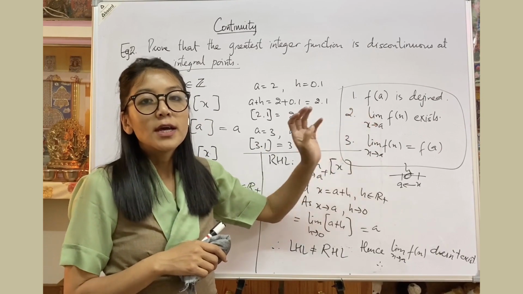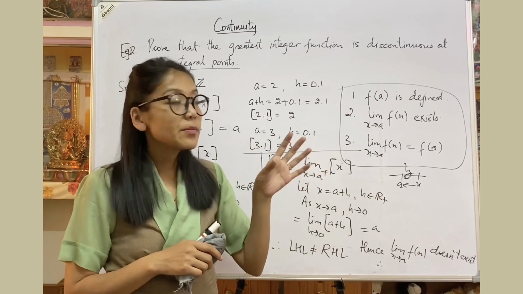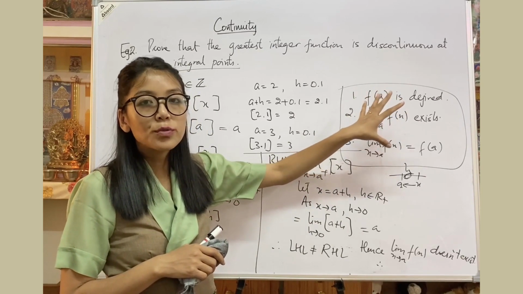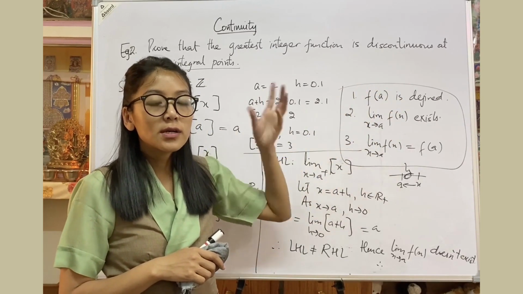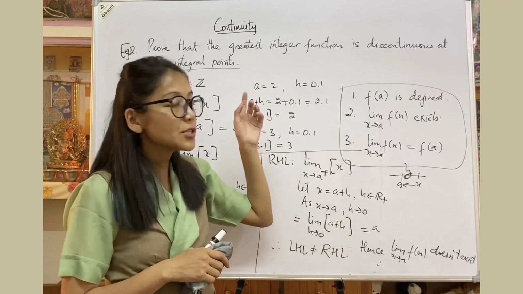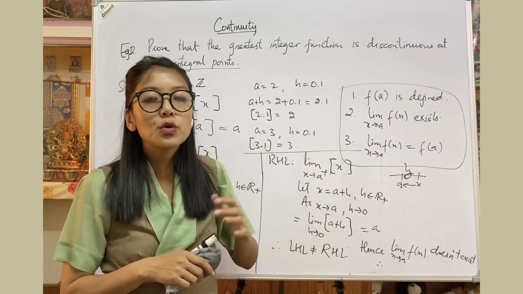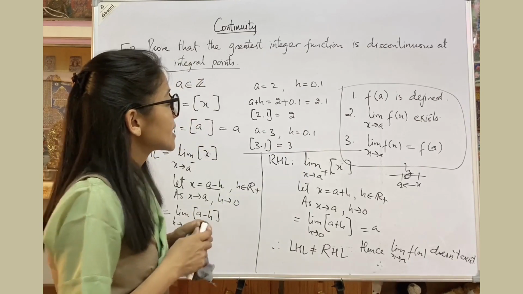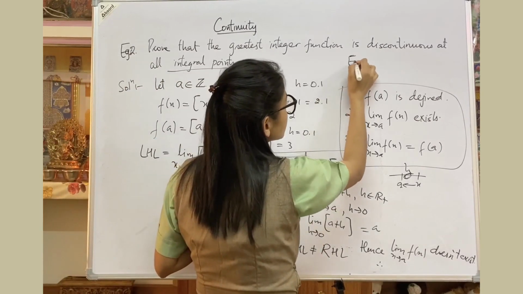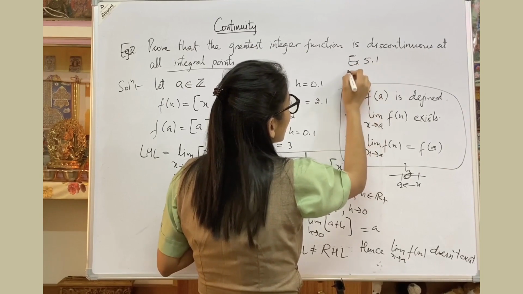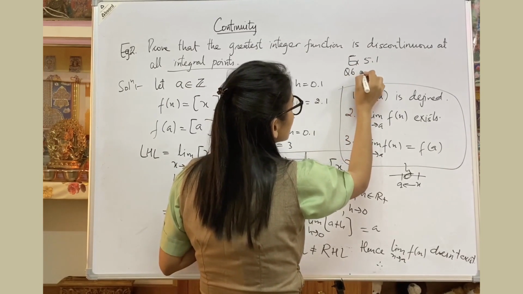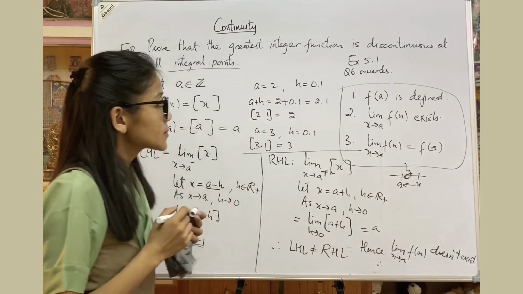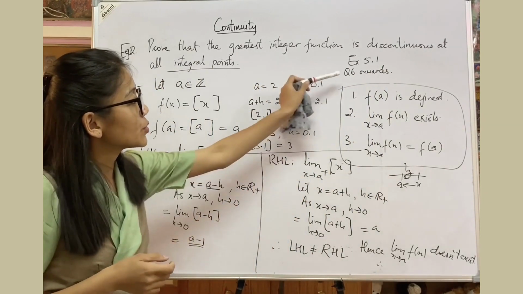If you are clear with this part, then these two are quite simple. Checking the existence of the limit is the most difficult part in this topic, so you should be thorough with it, and if you are clear with that concept, then I think continuity is very simple. Most of you can do it. So you will do exercise 5.1, question number 6 onwards you can solve.